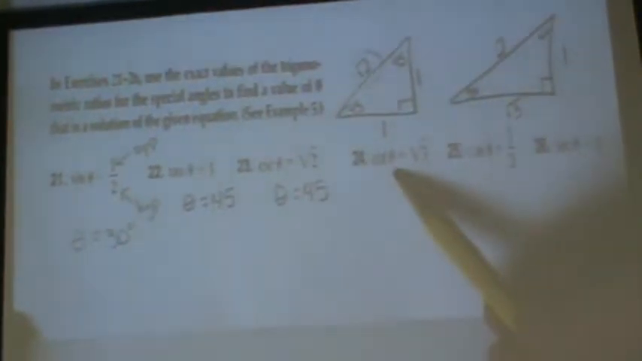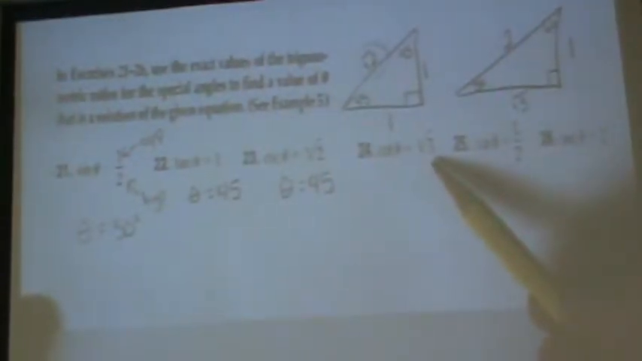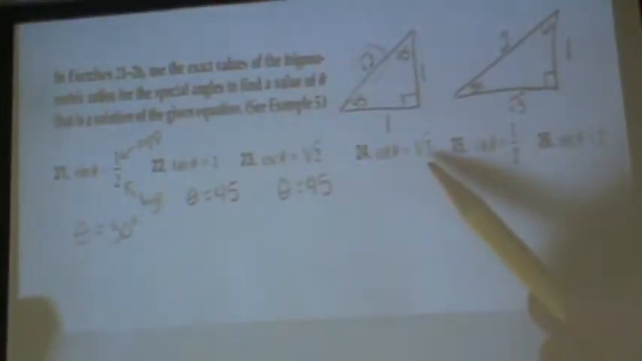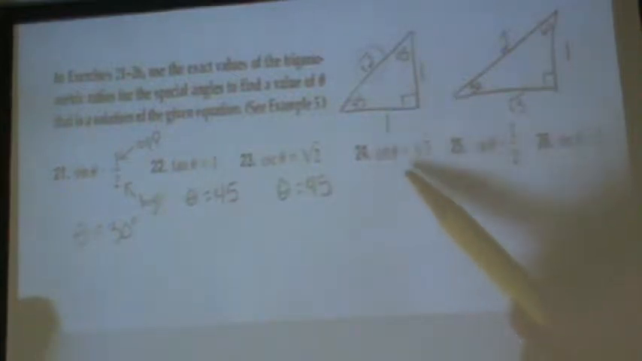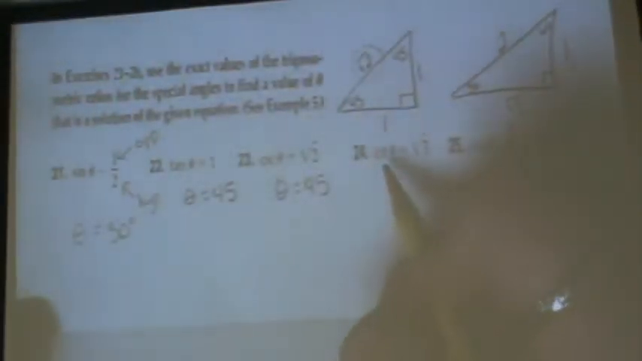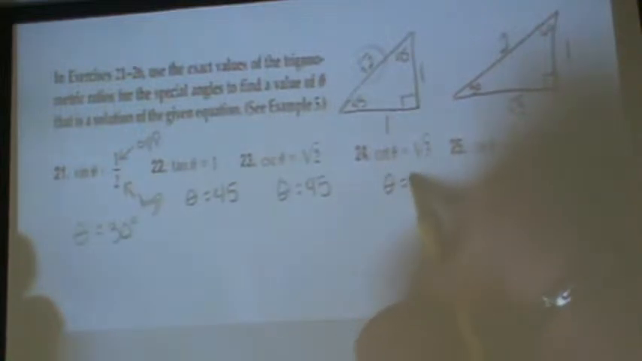So 24 is cotangent of theta equals square root of 3. So you know you're in your 30-60-90 triangle. Cotangent is adjacent over opposite. It's the reciprocal of tangent. So if you have your adjacent over your opposite, you're in the 30. So it's theta equals 30.